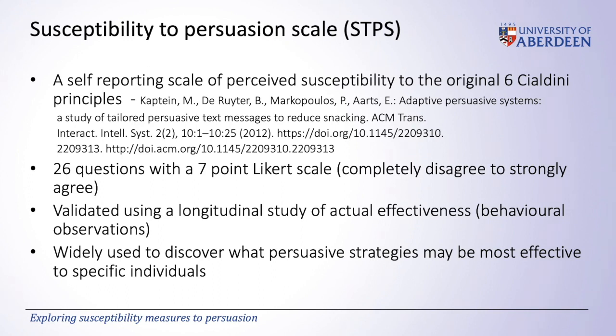One approach is to use the Susceptibility to Persuasion scale, which has been designed to measure perceived susceptibility to persuasive strategies based on the original 6 Cialdini principles. The scale consists of 26 questions with a 7-point Likert scale and was developed and validated using a longitudinal study of actual effectiveness related to dietary habits. This scale has been widely used to develop personalized persuasive strategies across a broad range of domains and in other studies investigating susceptibility to persuasion.